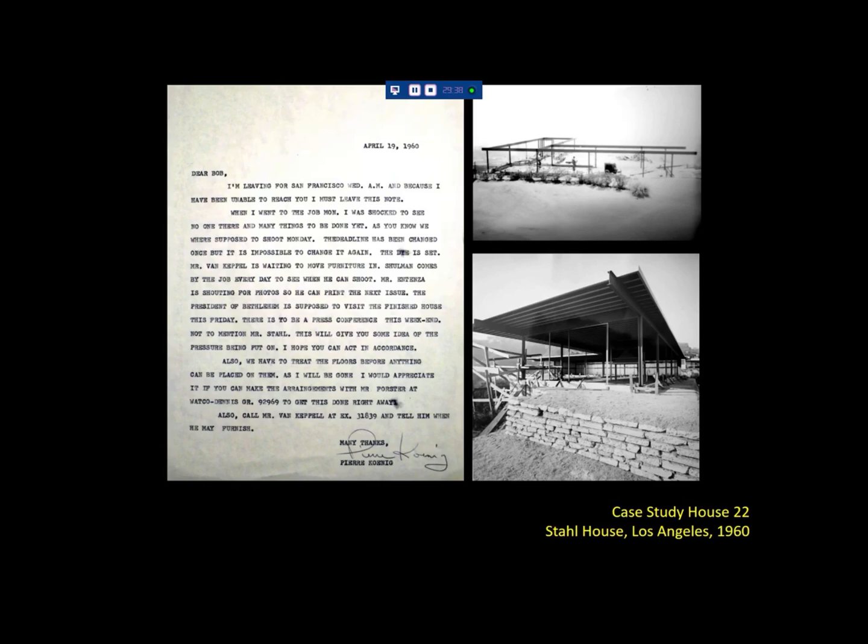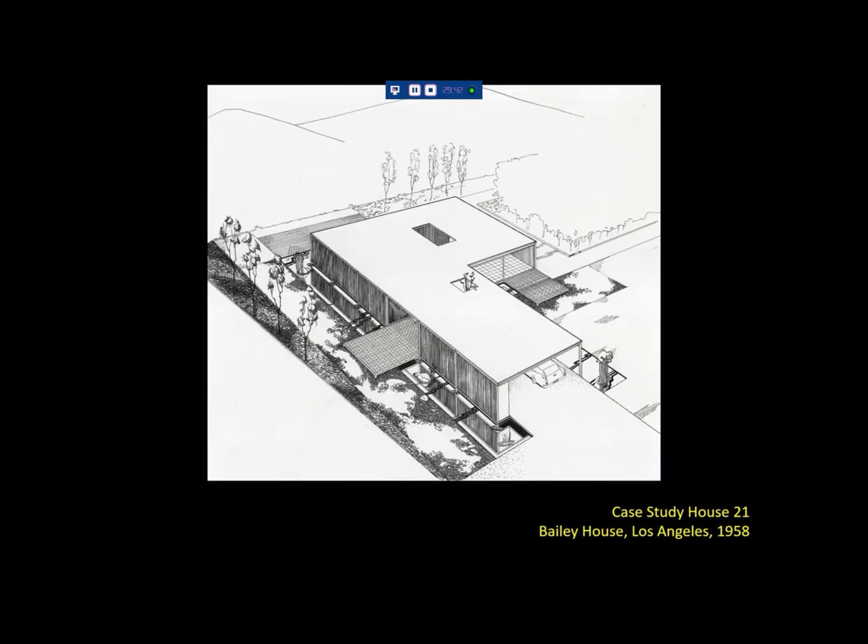But that house, Pierre Koenig did not think was his best building. He thinks it was this one, the previous case study house, done a couple of years before. In fact, by the time he finished case study house 22 in 1960, he was exhausted. This house here had a logical process to it. It was designed as a kit of parts.